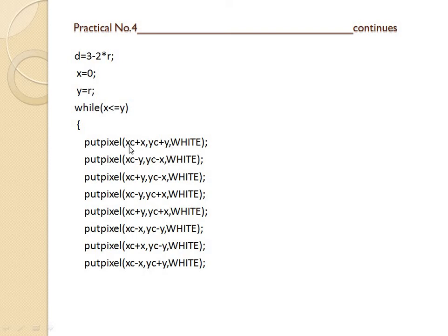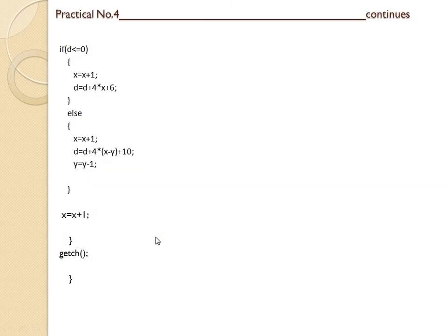This value is xc plus x and yc plus y. Here is each and every symmetrical point. This is the first symmetry, then second, then third. These are the 8 symmetrical values that we put in the putpixel function.